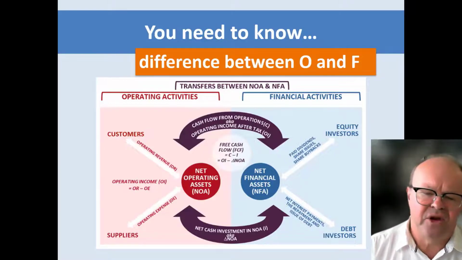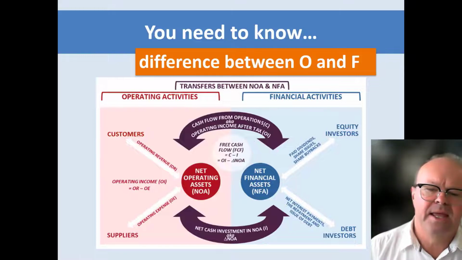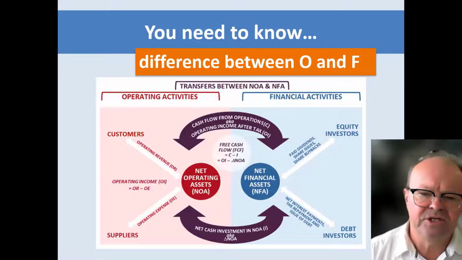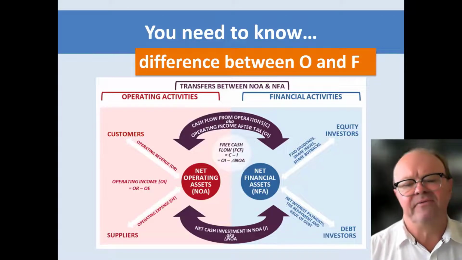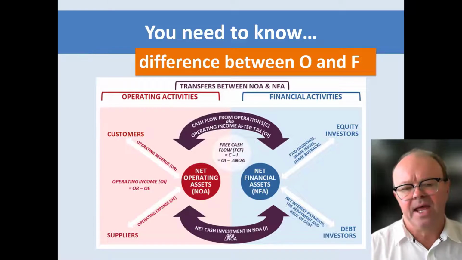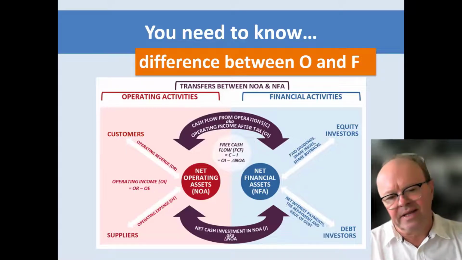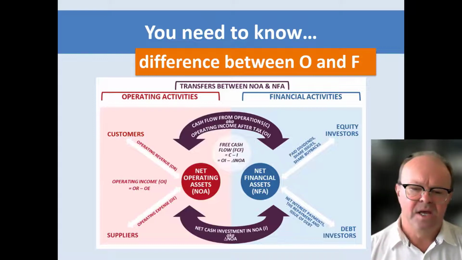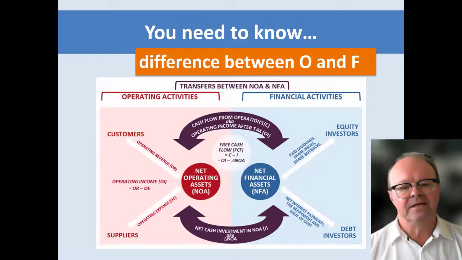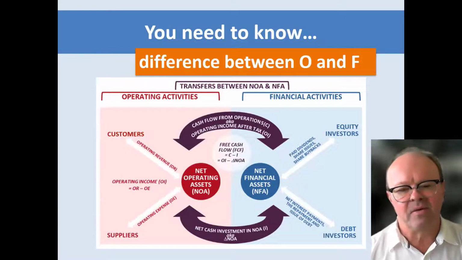And free cash flow equals the cash flow from operations. Oh, I'll get to that in a minute, actually. Less the net investment in net operating assets. But we're going to look at that. We've got to look at the net cash investment in NOA, which is the I, AKA change in net operating assets. Delta, that's that delta symbol in net operating assets. That's change in net operating assets.